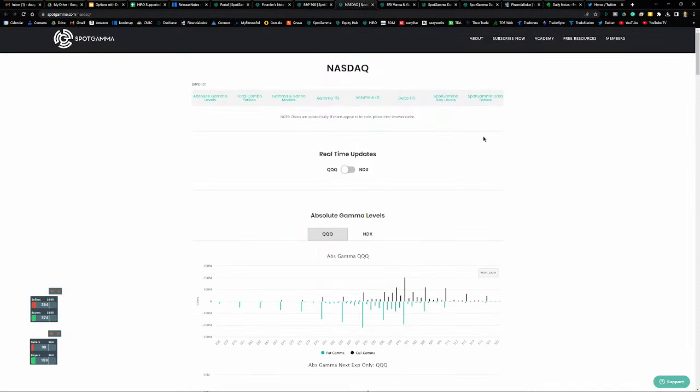Let's take a quick look at NASDAQ. And for NASDAQ, we'll just look at QQQ. And for QQQ, 300 is the key gamma strike. 290 is the put wall. And 310 is the call wall. And again, just like the S&P 500, predominance of put gamma below the 300 level and call gamma above.